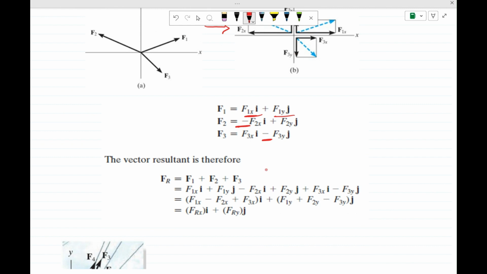Therefore, the resultant vector F_R, which is the resultant force, equals F1 plus F2 plus F3. But how are we going to add them? We put them back here in this form, then we collect like terms, all of the i's together and all of the j's together.